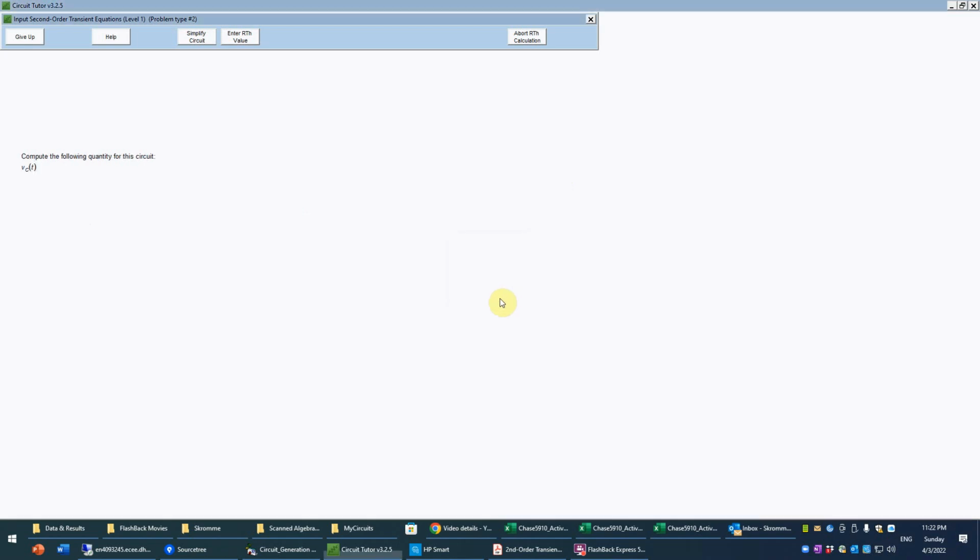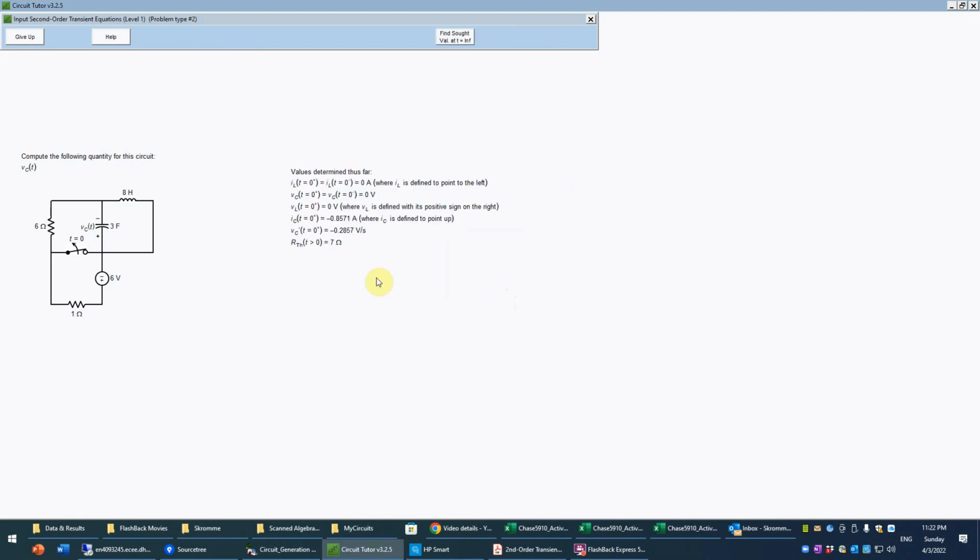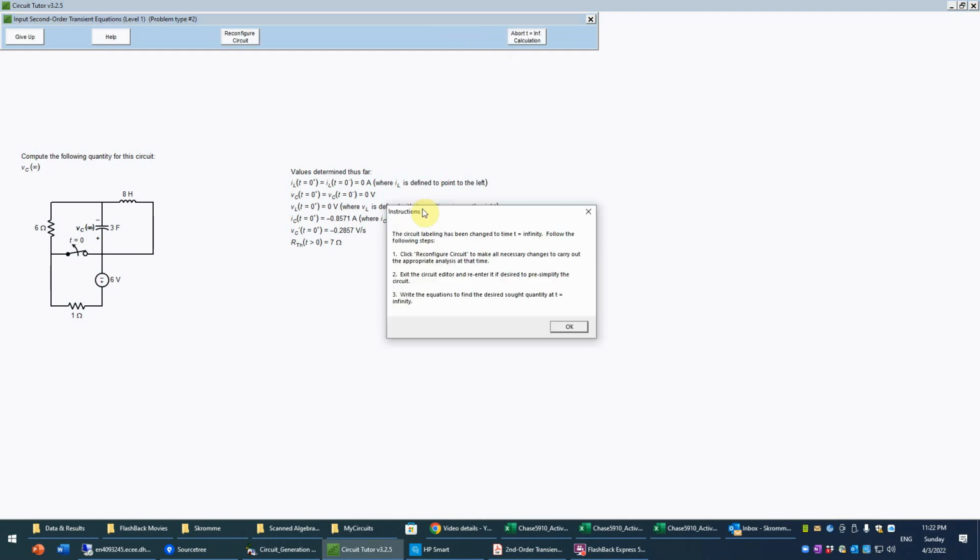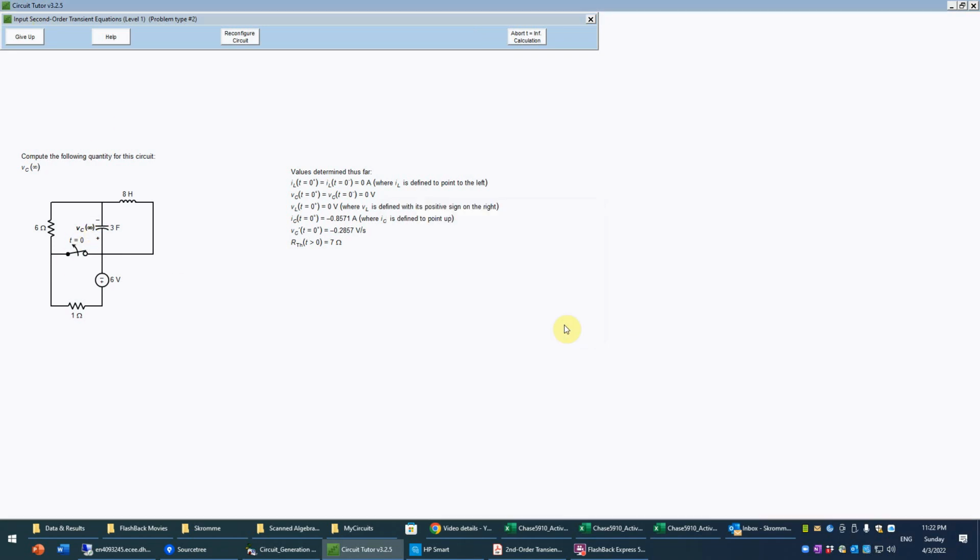Okay, so we have the RTH value now. And the last thing we need to do now is to analyze the circuit at t equals infinity. So we'll click on that button, and that's going to relabel everything for us there to correspond to t equals infinity, as you see here. So now, once again, we have to reconfigure the circuit. So I'll click on that.